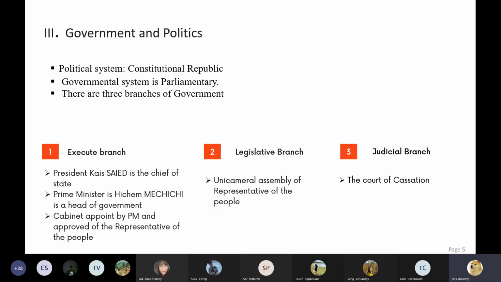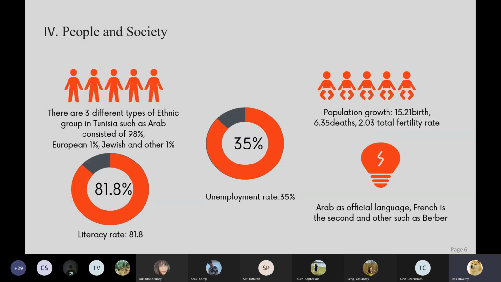So the government system of Tunisia is parliamentary, which has three branches. First is the executive branch, where currently the President is the chief of state, and Prime Minister Hichem Mechichi is the head of the government. The cabinet appoints the Prime Minister and is approved by the Assembly of the Representatives of the People. We also have a legislative branch, which is the Unicameral Assembly of the Representatives of the People. The judicial branch is the Court of Cassation.